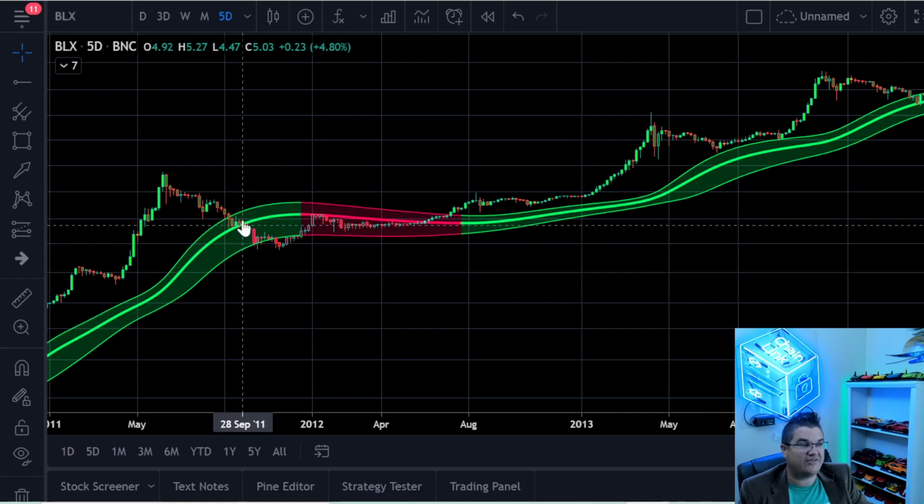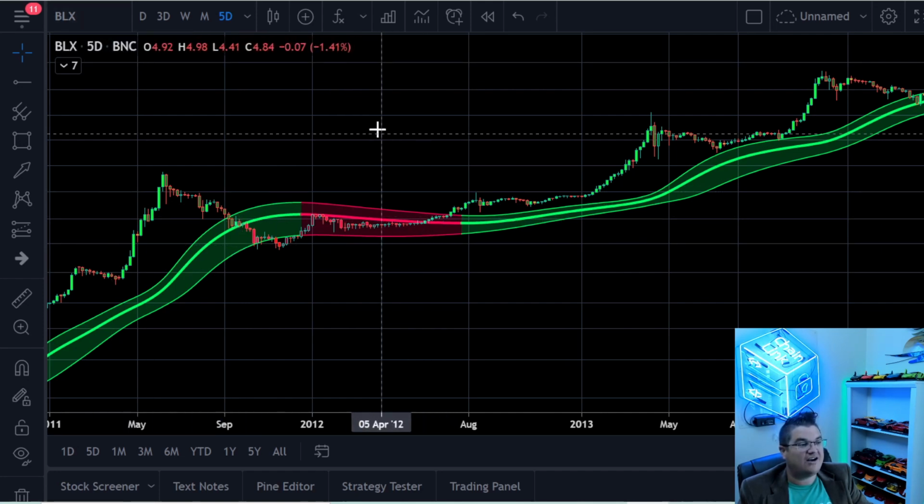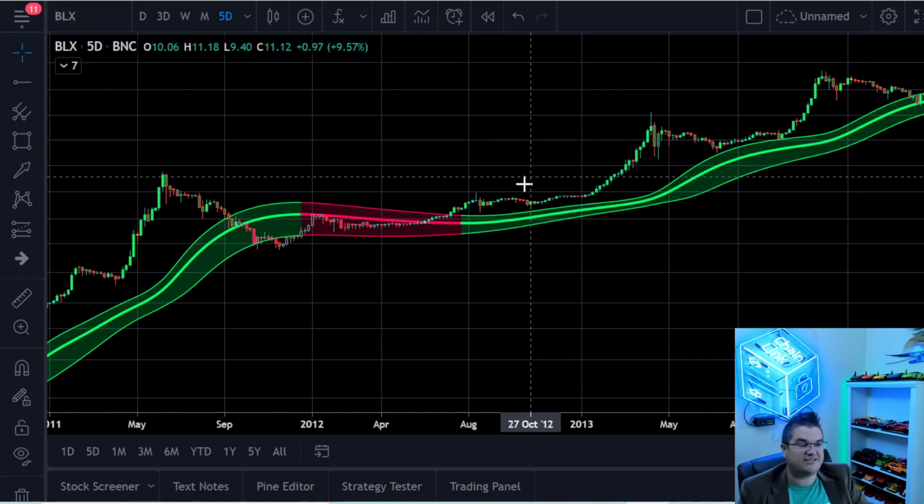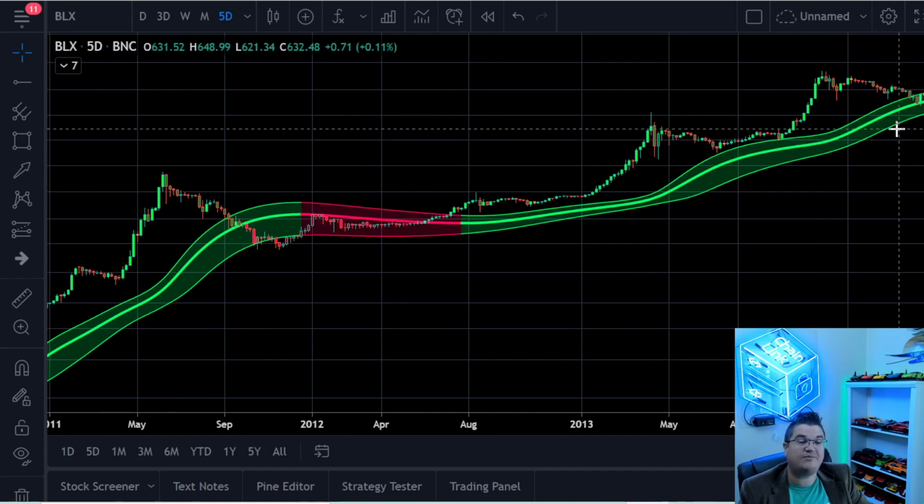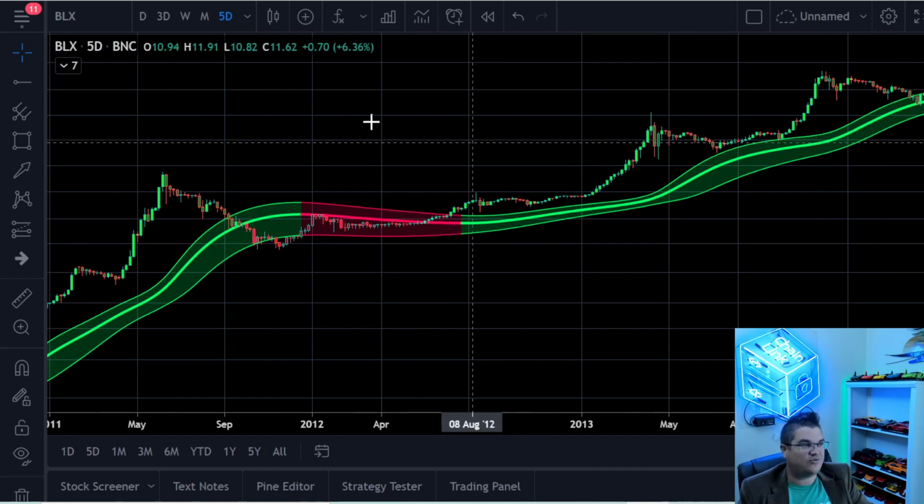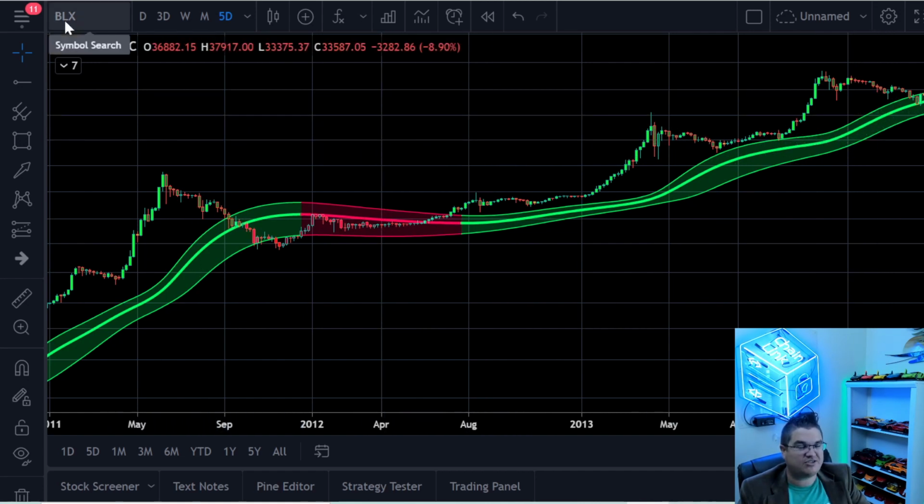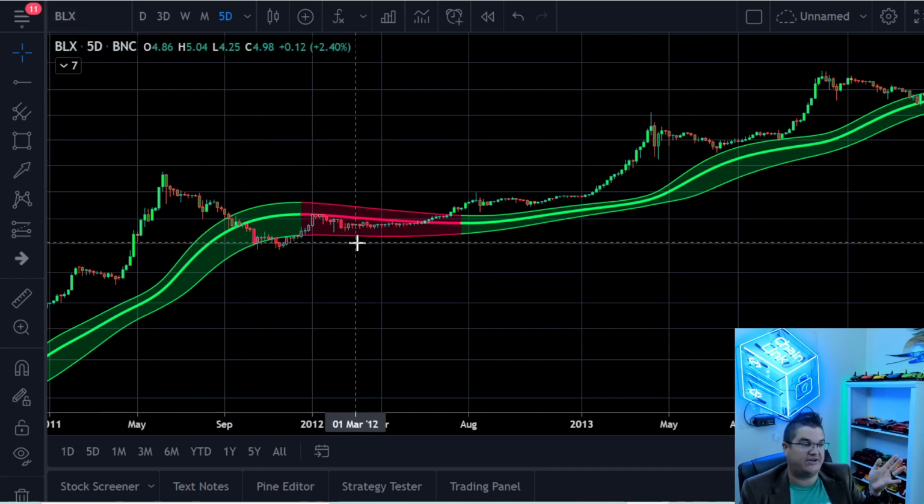So going back to 2011 Bitcoin, this is on BLX. Let's first talk about how to set this up if you don't have this. I'm sure some of you will want to use it. BLX is just Bitcoin, the index of it, which allows you to go back. So you can pull this up on TradingView and look at Bitcoin's entire history.